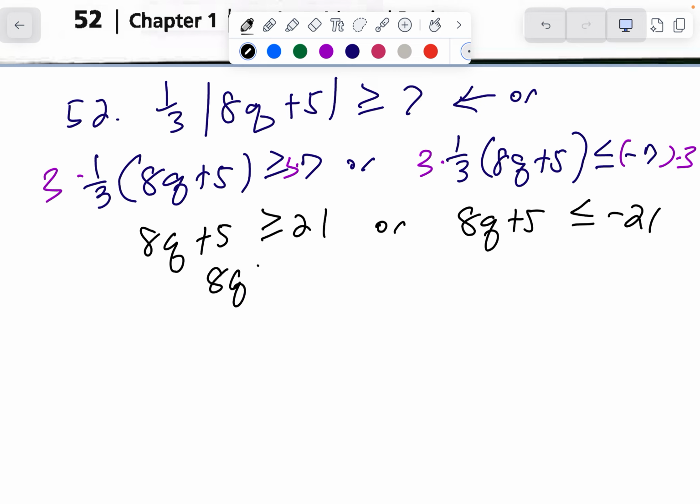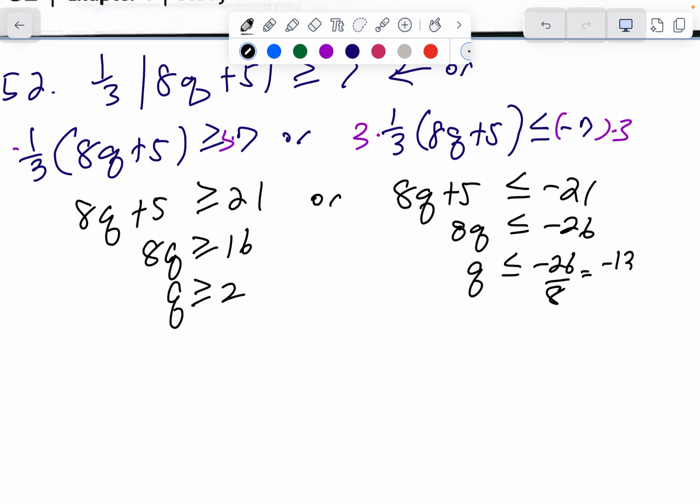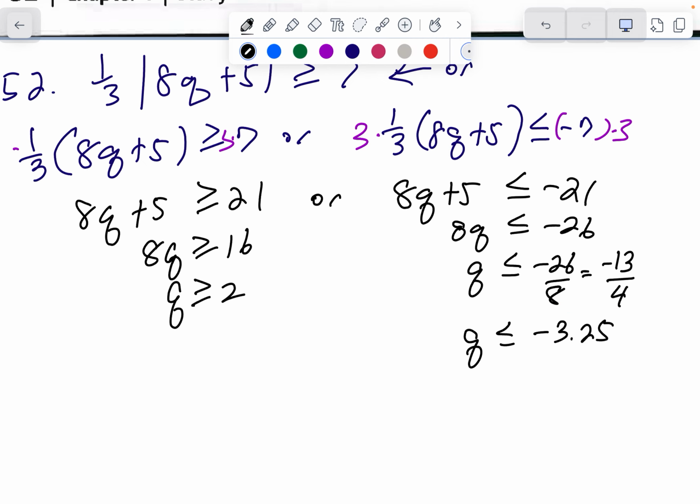Subtract 5 from both sides. Divide by 8. Subtract 5 from both sides. Divide by 8. Now this one doesn't divide by 8 nicely. The one did, which is always good. If we divide that by 2, you get 13 over 4, which I think is like 3.25. Let's check. Yeah, it's 3.25. So it's q is less than or equal to negative 3.25. Now, algebraically, on the quiz, if you stop here and just leave it negative 13 over 4, that's correct. The only reason you need this is because I need it on a graph, okay?